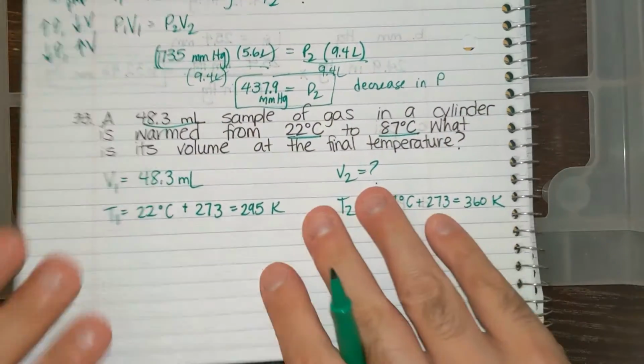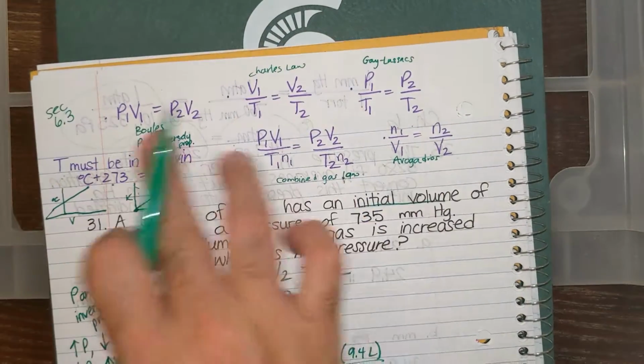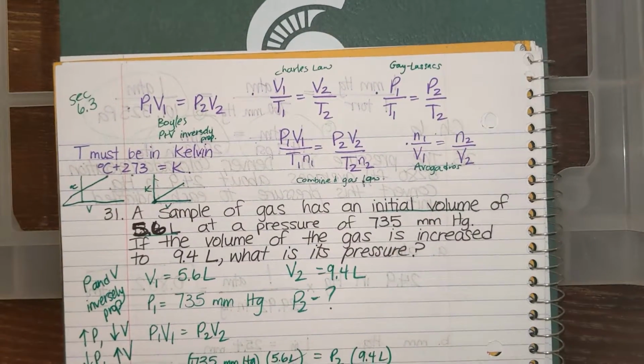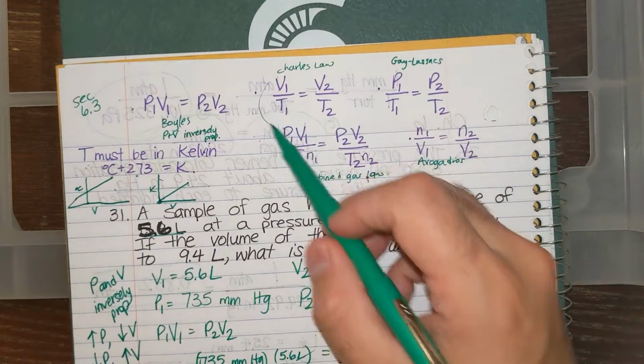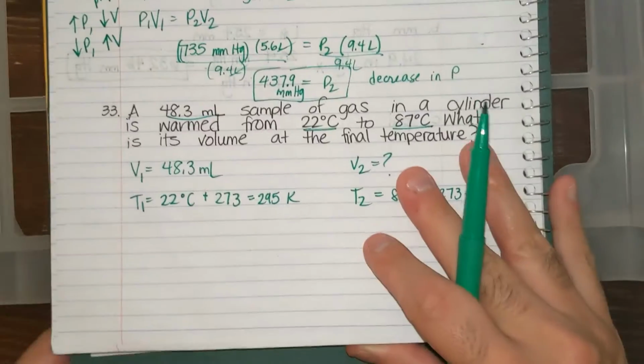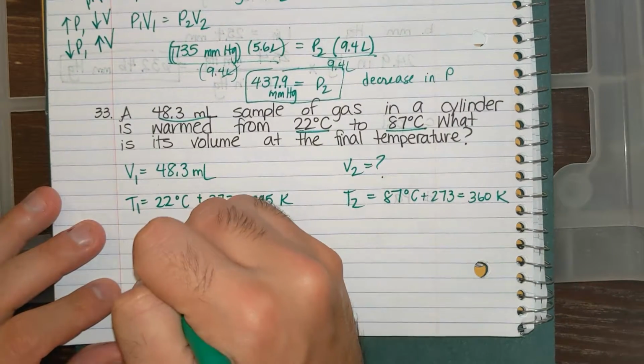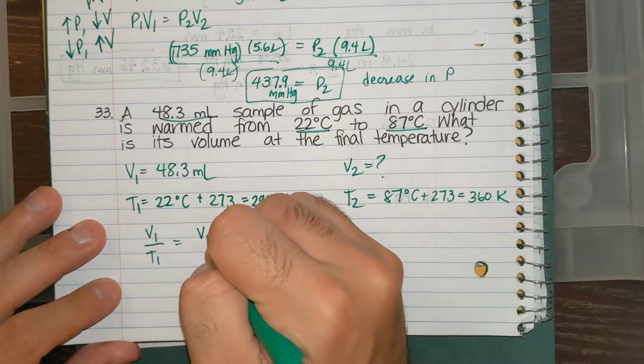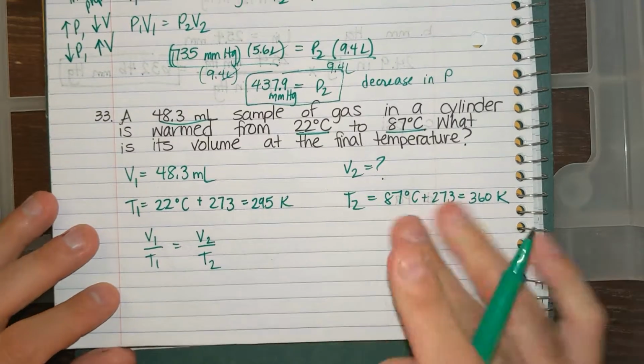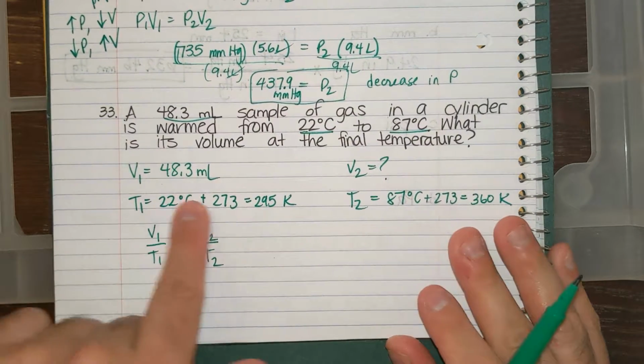So again, I look at any of the equations. All of these equations come from section 6.3 and they have different names. For volume and temperature, I'm going to use Charles's law. So V1 over T1 equals V2 over T2. And remember, T must be in Kelvin.